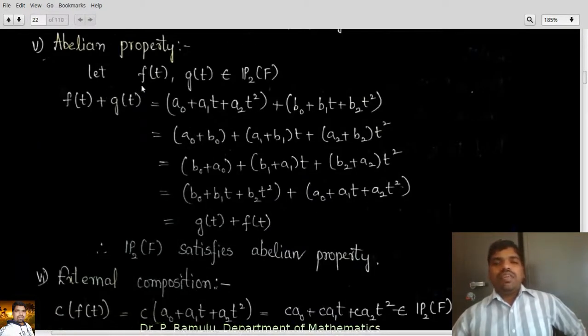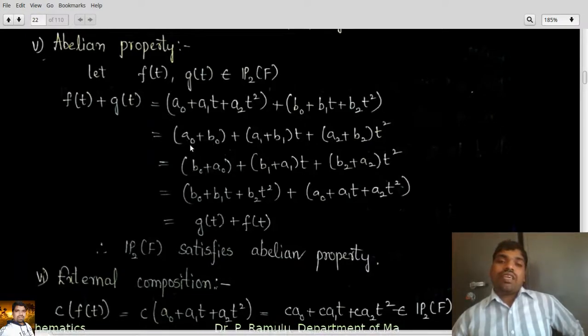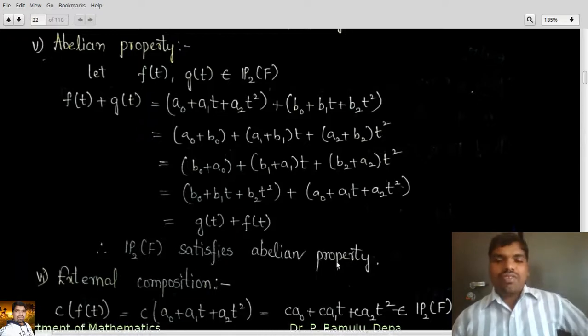Abelian property. Let me take f(t), g(t) belonging to P2 over F. f(t) plus g(t) equals a0 plus a1 t plus a2 t square plus b0 plus b1 t plus b2 t square. So what I am doing here is adding the constant terms and the t terms. So a0 plus b0 equals b0 plus a0. Why? Because a0, b0 belong to F, F is a field, and F satisfies the Abelian property. a0 plus b0 is written as b0 plus a0, a1 plus b1 as b1 plus a1, a2 plus b2 as b2 plus a2. If I simplify this, we get b0 plus b1 t plus b2 t square plus a0 plus a1 t plus a2 t square. This is g(t) plus f(t). Therefore, f(t) plus g(t) is equal to g(t) plus f(t). Therefore, P2 over F satisfies the Abelian property.